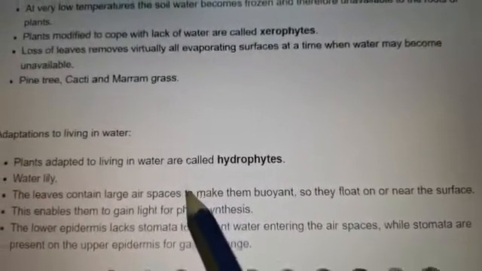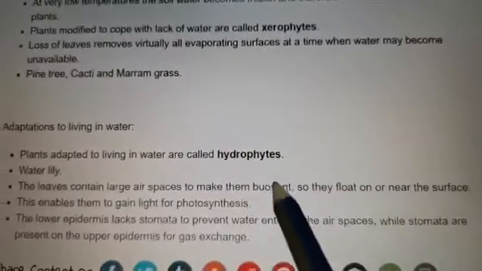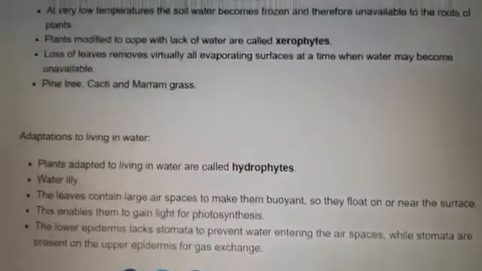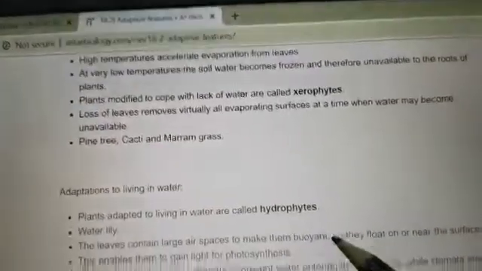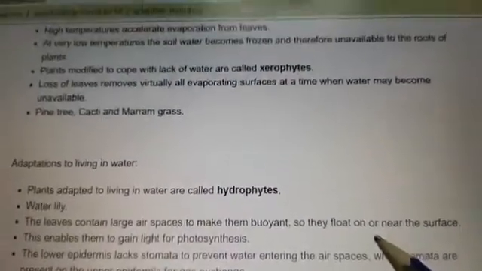Buoyancy you already learned in the chapter of forces in grade 9, right? So buoyancy means floating on water. They are the leaves of the water lily and the lotus. They are floating on the water. That's why they are called buoyant. So they can float near the surface.